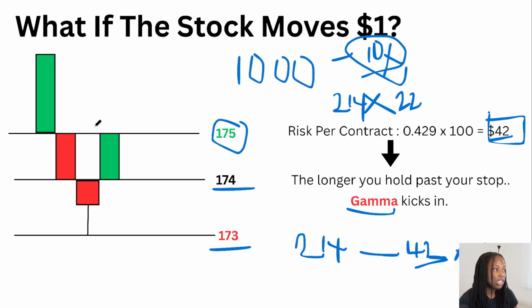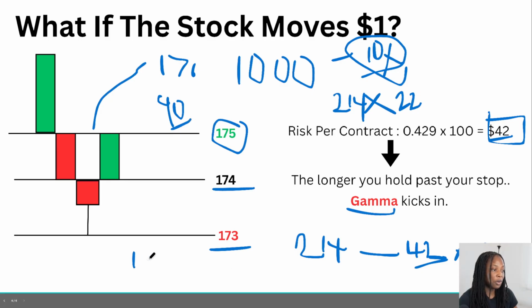And potentially, if it even gets to 176, you will end up with about a $90 profit on that one contract. So technically, you would have risked $1 to make $2. And that's what you typically want to aim for, not always, when you're trading options.